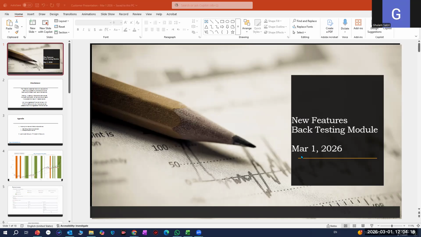It's about a new feature that we have programmed and introduced just last week, but not formally announced. So I thought it would be a good opportunity to have a session with my customers and interested people. So it's known as the backtesting module.